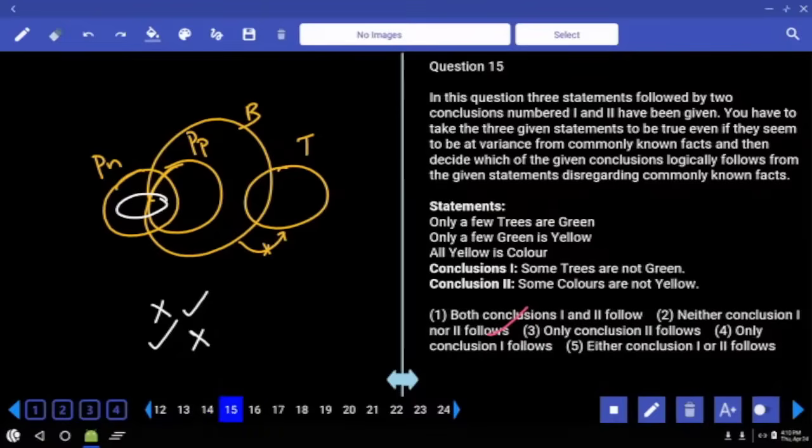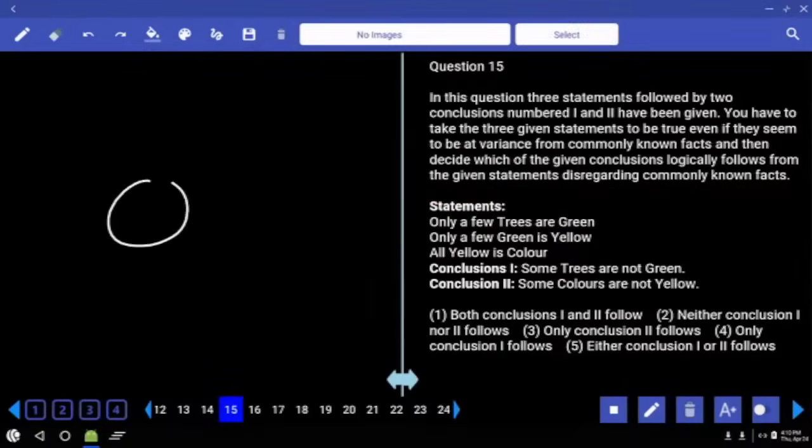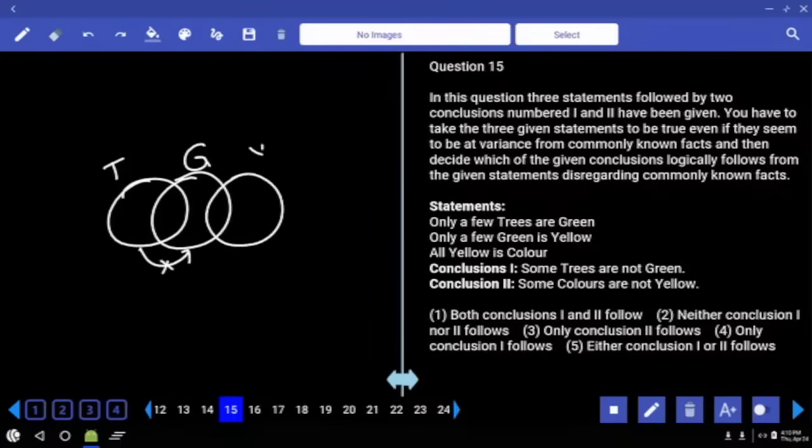Then 15th one. Now 15: only a few trees are green. Only some of the trees are green but not all. Now these are the trees that are green. All trees cannot be a part of green. And only a few green is yellow. Some green is yellow but not all. This entire green cannot be a part of yellow. And all yellow is color. Now this entire yellow is a part of color.